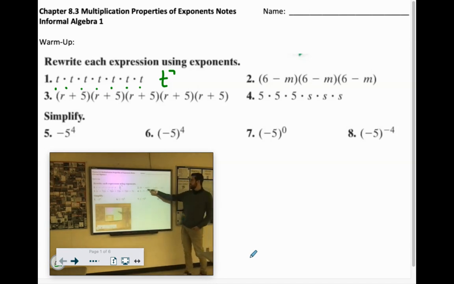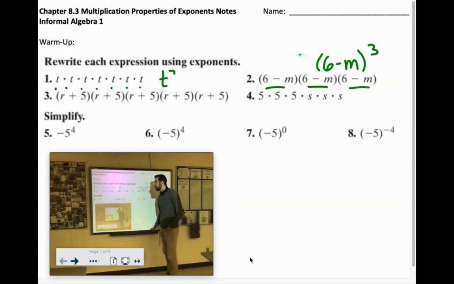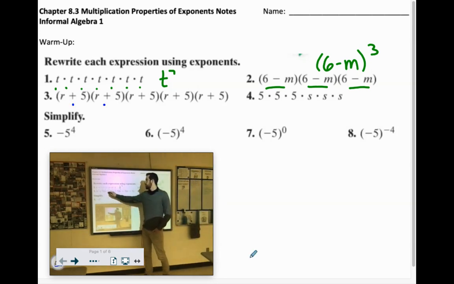Now, these are all the same, 6 minus m, so we'll write 6 minus m to the 1, 2, third power. How many r plus 5s do you see? 1, 2, 3, 4, 5. So r plus 5 to the 5th power.